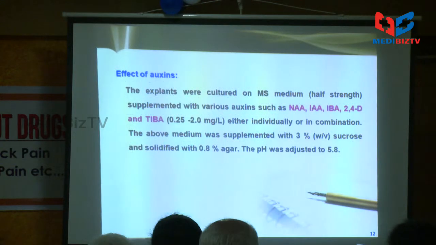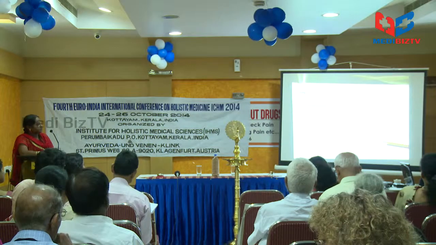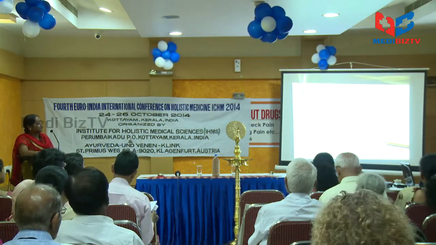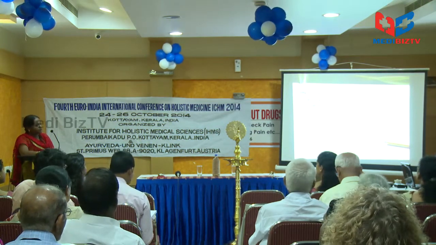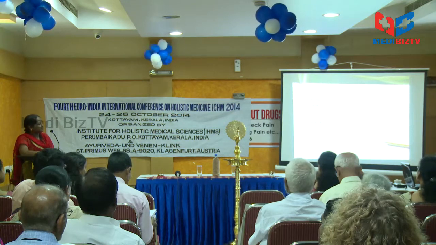Next slide. Effect of auxins. The explants were cultured on half strength MS medium supplemented with various auxins such as NAA, IAA, IBA, 2,4-D and TIBA, at 0.25 to 2 mg per L, either individually or in combination. The above medium was supplemented with 3% sucrose and solidified with 0.8% agar, and the pH was adjusted to 5.6 to 5.8.